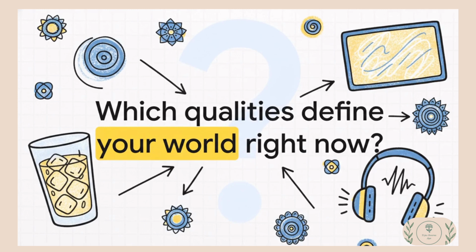If everything is made of these qualities, think about it. The coldness of your drink, the smoothness of the phone or screen you're watching this on, the sounds around you, even the mental effort you're using to focus right now, those are all gunas. So, the question is, which ones are defining your world in this very moment? Because when you start to understand these building blocks, you're not just learning about an old system, you're getting a whole new language to talk about reality.